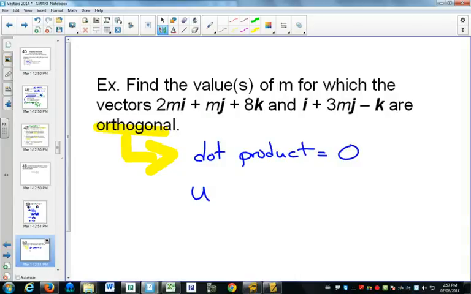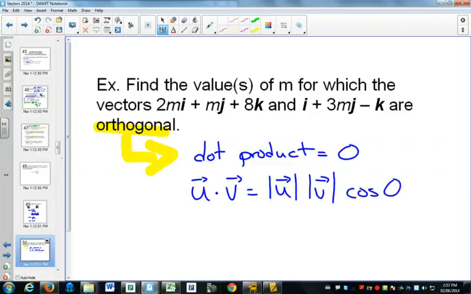Because here's my dot product. The formula says length of u, length of v, cos theta. The only way it can be equal 0 is if theta is 90, because cos of 90 is 0. So if the dot product is 0, we'll be able to say, yes, for sure, they're orthogonal, or they're perpendicular.